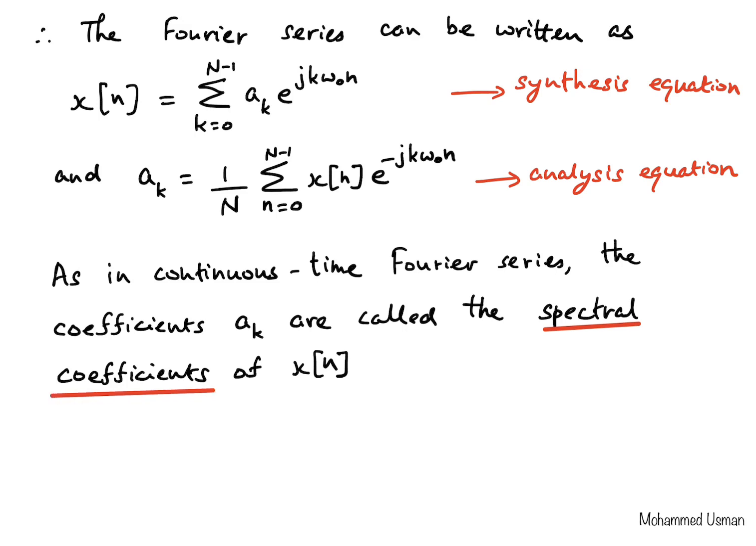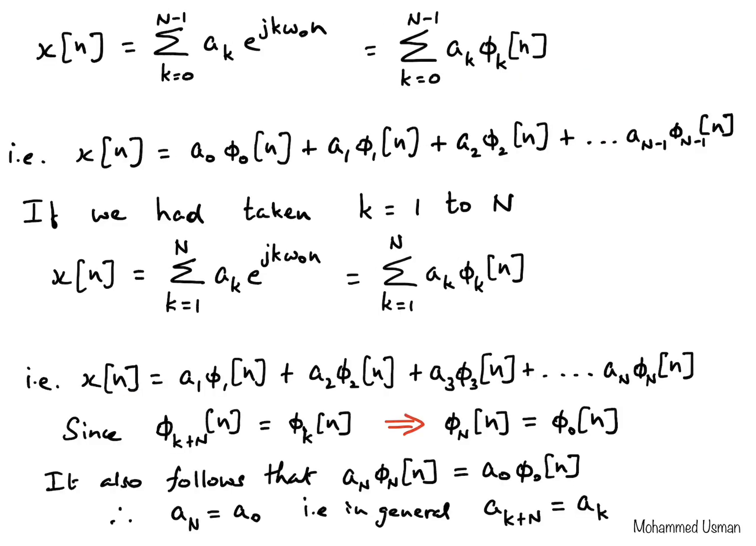It gives us information about the frequency content, or frequency domain information, of the signal x of n. So let us now investigate and analyze the synthesis equation in a little more depth to get a better understanding of it. We have this synthesis equation where each of these discrete complex exponentials is from the set which we denote as phi k of n.